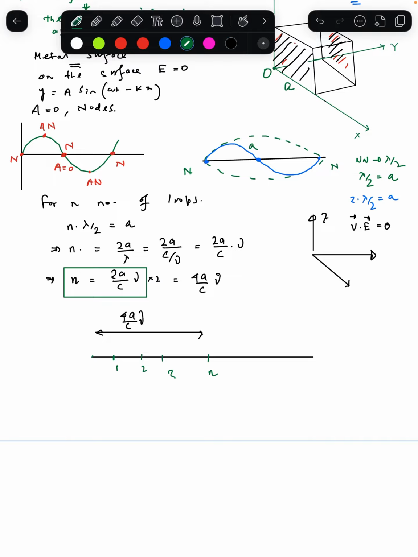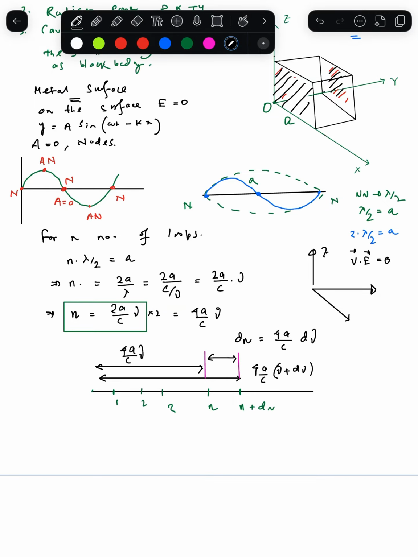With a slight increase, if I take this point as n plus dn, then obviously this length will become 4a by c into nu plus d nu. So this gap pointed over here will give you the value of dn. So how much dn are we getting? We are getting 4a by c into d nu. This is the simple calculation: dn is equal to 4a by c into d nu. This is the calculation we got by following the one-dimensional approach.